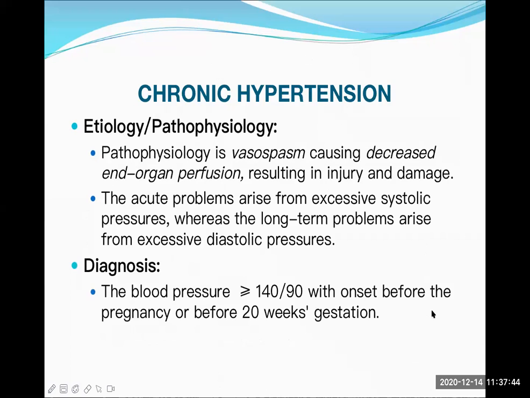Let's move on. Regarding the etiology and pathophysiology, the pathophysiology is similar. There is a diffuse vasospasm in different circulations, which causes decreased end organ perfusion. That decrease in organ perfusion is causing the problem here. Regarding the diagnosis, you need to make sure she is hypertensive and just take the blood pressure. If it is more than or equal to 140 systolic over 90 diastolic, and that should occur prior to 20 weeks of gestation, then your diagnosis is fulfilled.